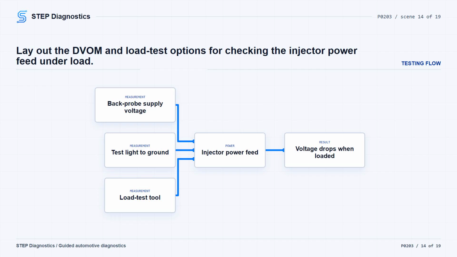Do not assume a circuit is good just because it has not set a separate circuit fault. A few ohms of resistance in the power, control, or ground path can keep a component from energizing correctly.